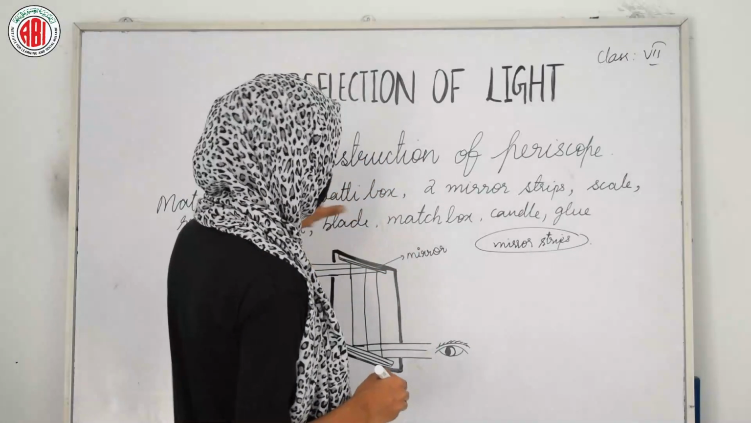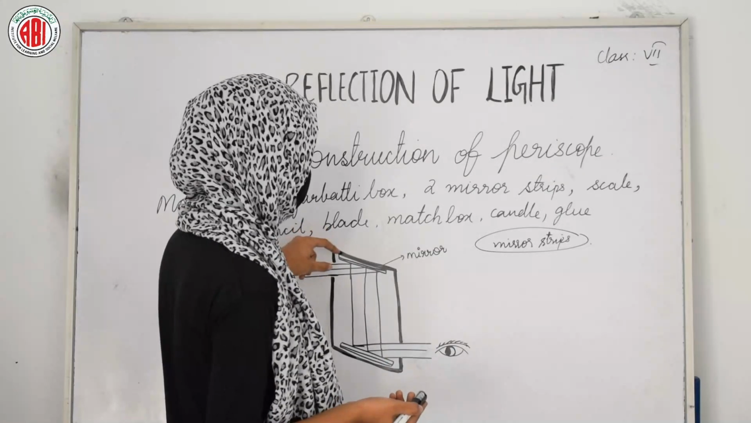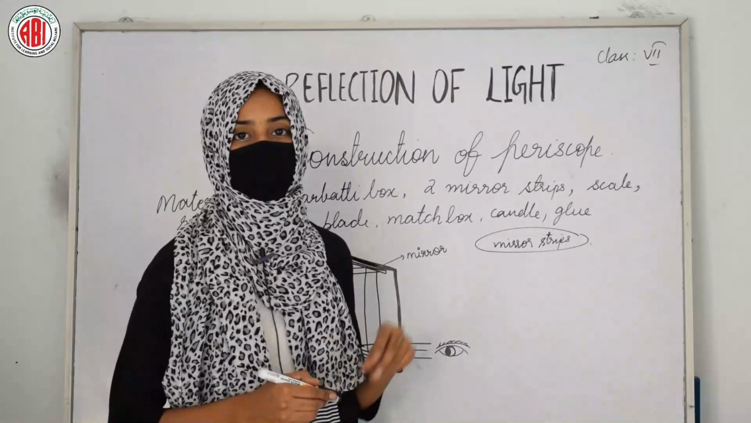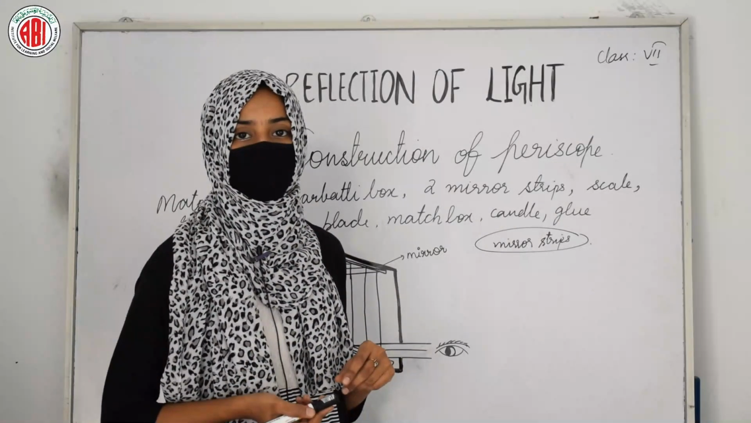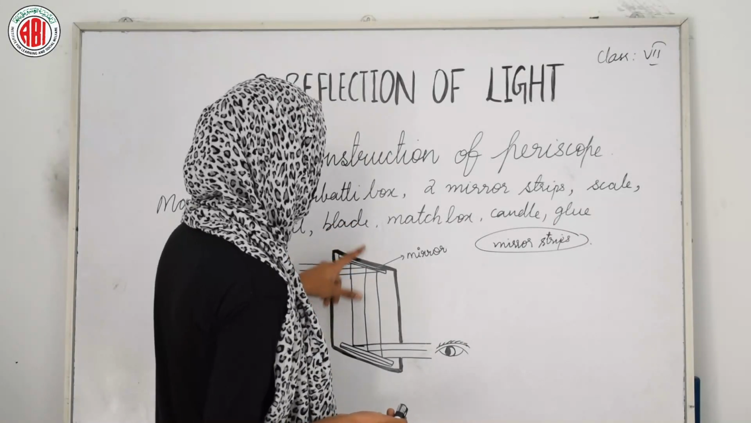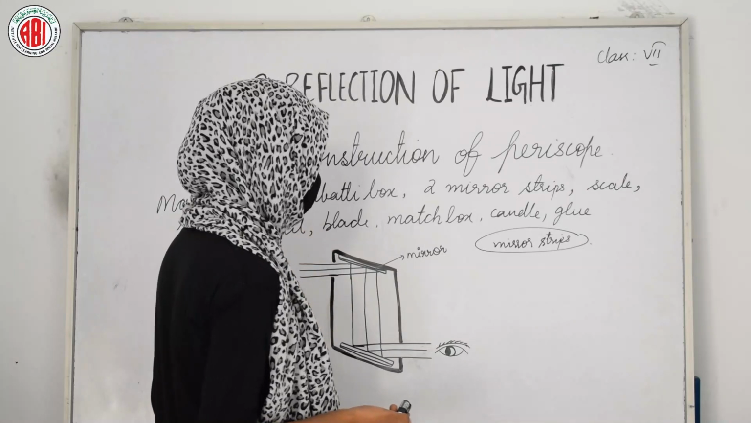Now take the mirror strips and fix them with the help of glue or with the help of wax that comes from the burning candle. So with the help of wax or glue, we can fix the mirror strips into these 2 slits that are made parallel to each other.